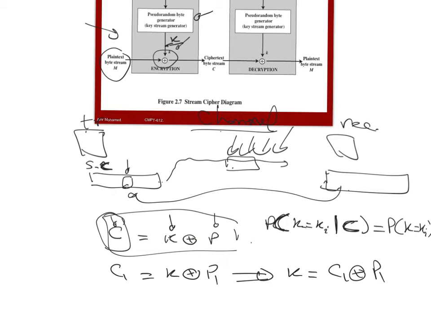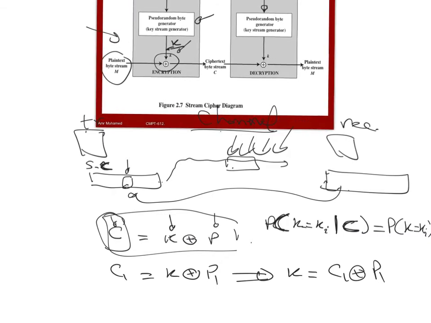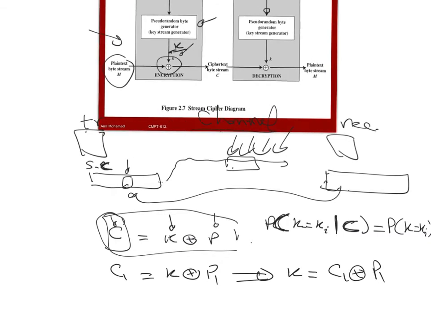Another property which is also important here, which we did not actually talk about in block ciphers, is the issue of synchronization. Because we're talking here about a pseudo-random number generator, it's not completely random, right? So if you use the same seed here and the same seed here, these two pseudo-random generators are supposed to generate the same key sequence, right?